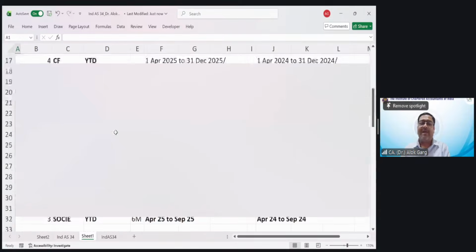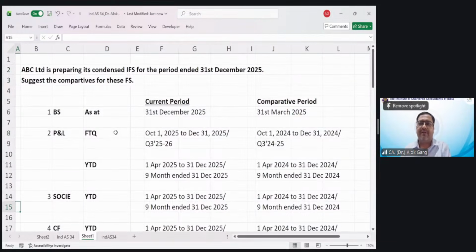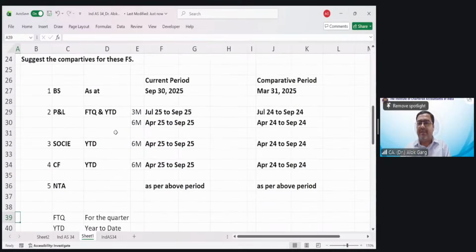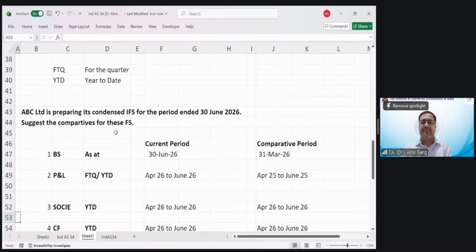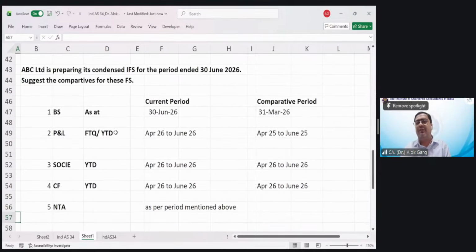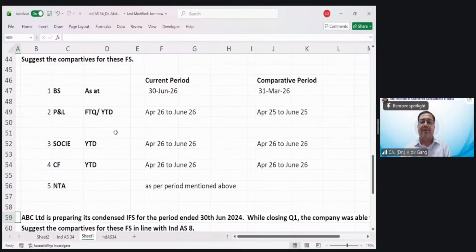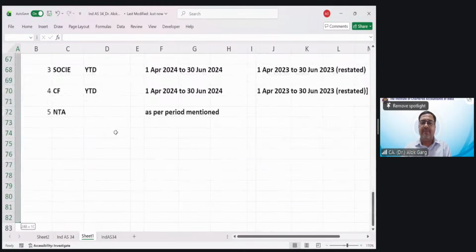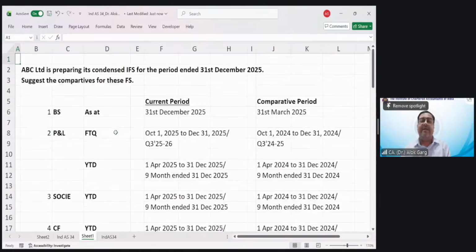So friends, I have covered all the quarters. I have covered if the financial period ends 31st December, what will be the comparative, what will be the current period? If it is September, what will be the comparative, what will be the current period? If it is June, what is the comparative, what is the current period? So I have covered all the aspects here. And I will share this Excel file with all of you. I hope you found it useful, right?